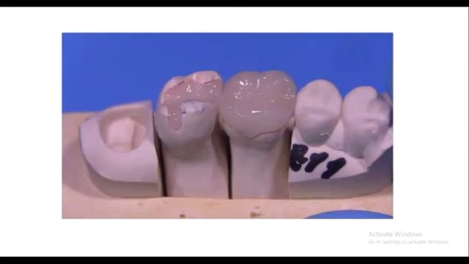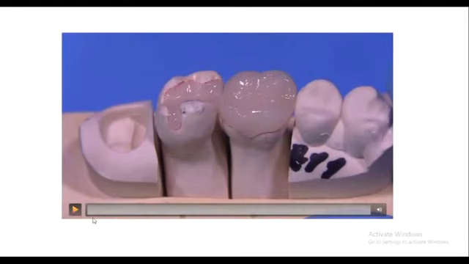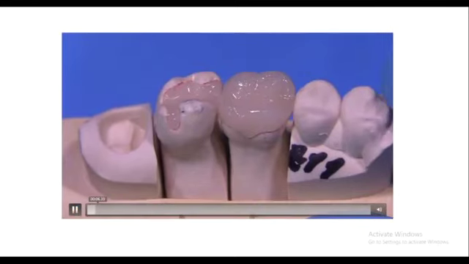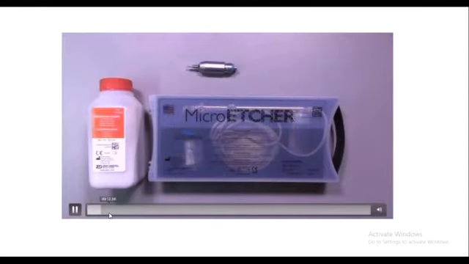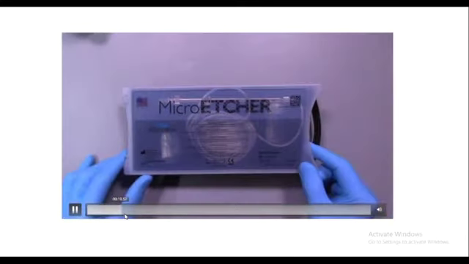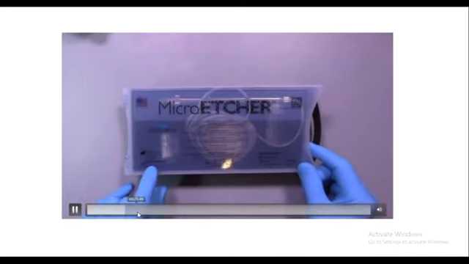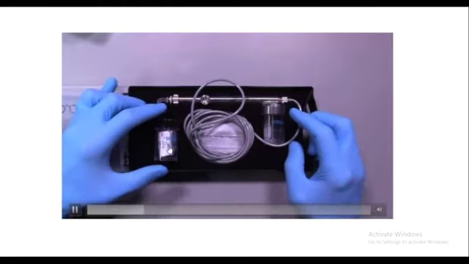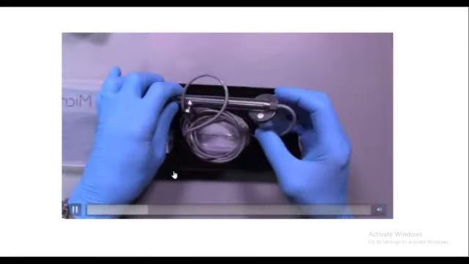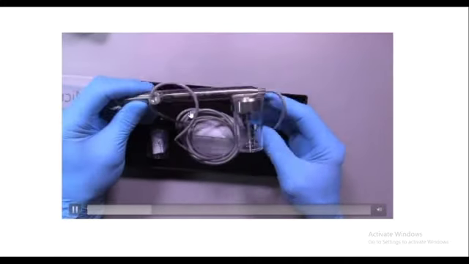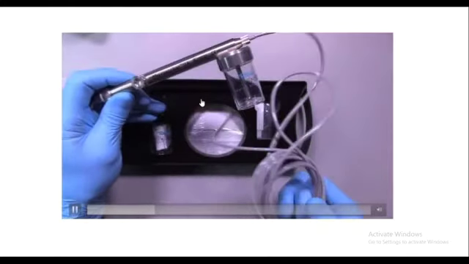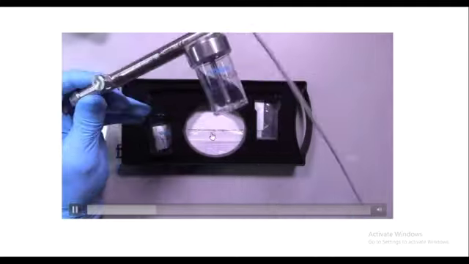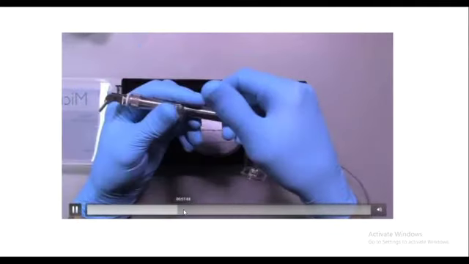So this is how you do it. Let us see a video in which you basically use a micro etcher system. The micro etcher comes in this little case, and these little stickers come with it. This is the container which is used to fill the coating material, and you have this tubing, through which you switch on and sandblast. This is the chair side coating system.